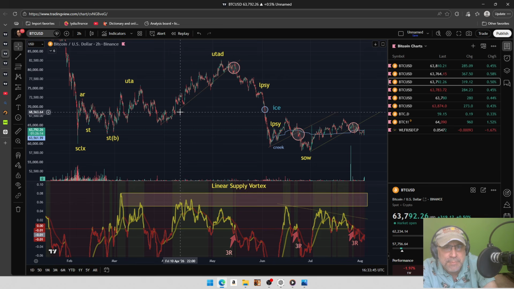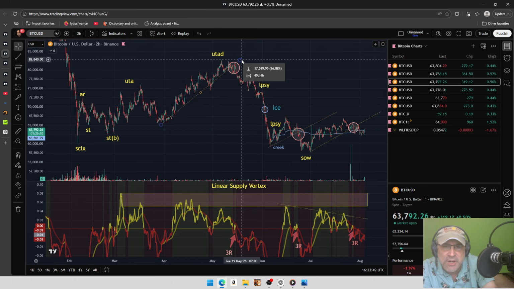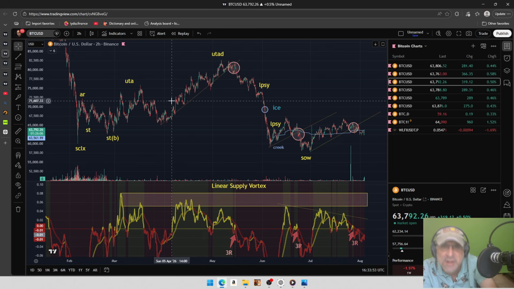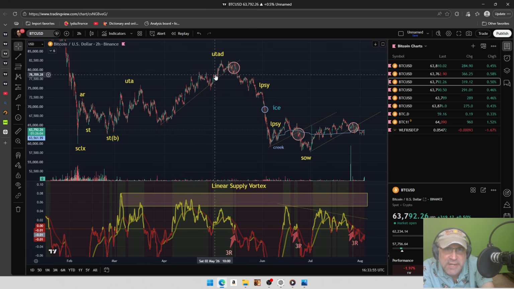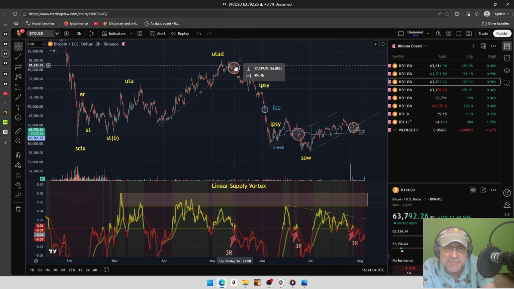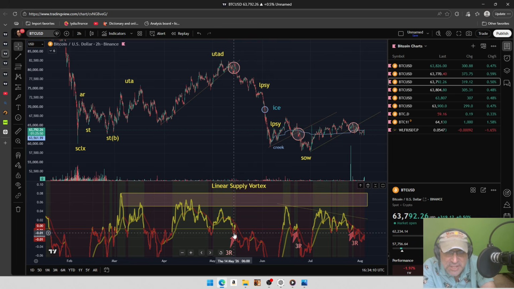So what could bring something like that about? Well, here we look at these. We're going to call these micro trend support lines because, again, this is on a 2-hour, so it's like a lower time frame forensic. So these are all micro. This is a micro support line that came up to the UTAD that culminated back in May of this year. Then we had this break of structure where it broke the micro trend support line, flipped it to resistance and came down. Notice that in the NUPL, we're well beneath the linear supply vortex.